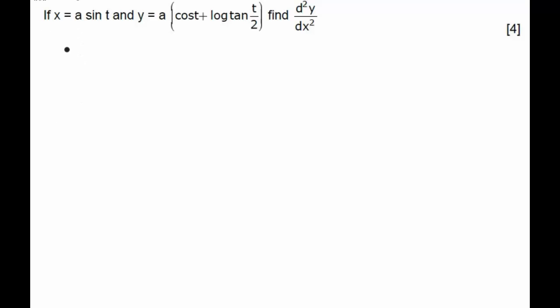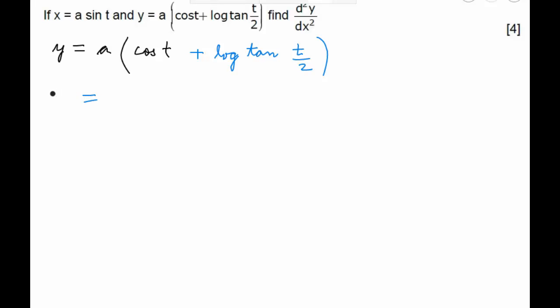So firstly, we say that y = a (cos t + log tan(t/2)). So this gives us dy/dt. Since a is a constant, we maintain it as it is. Cos t gives minus sin t.